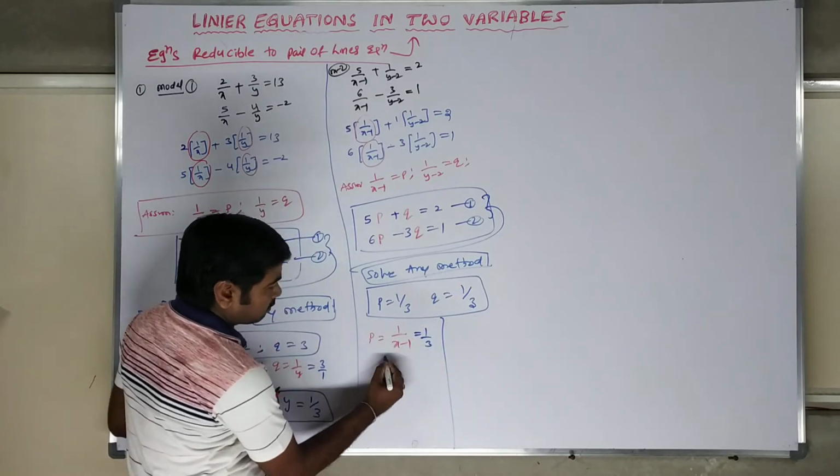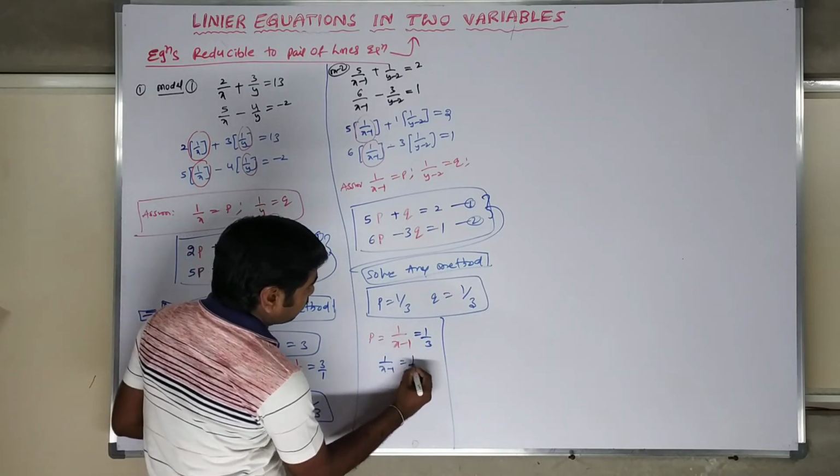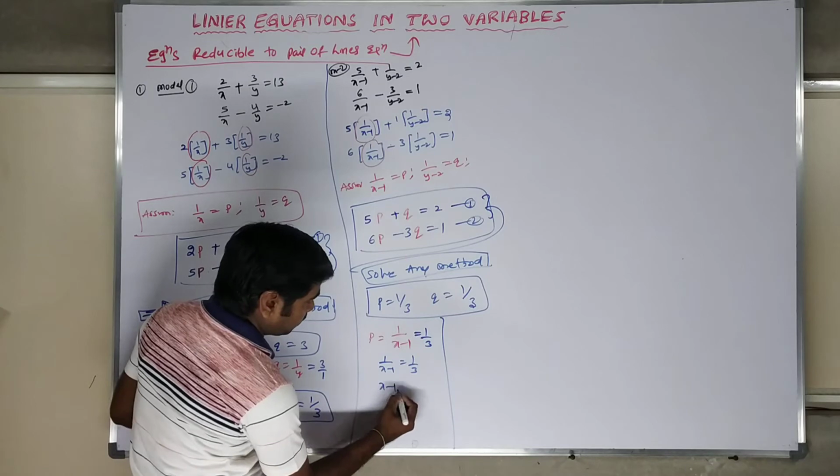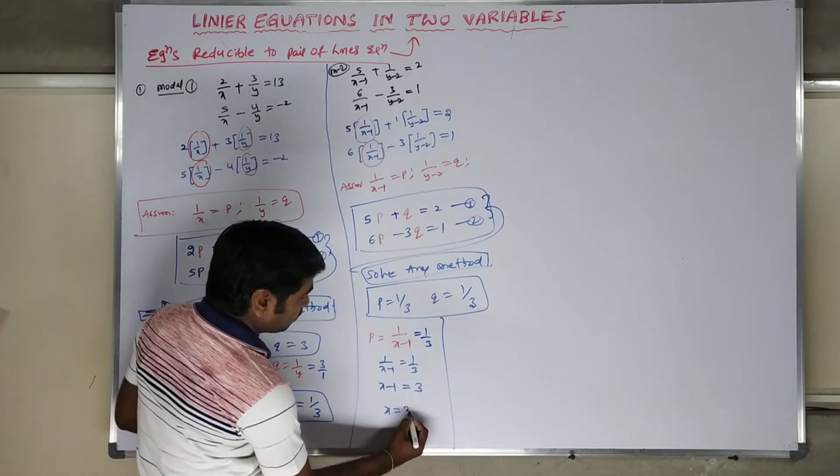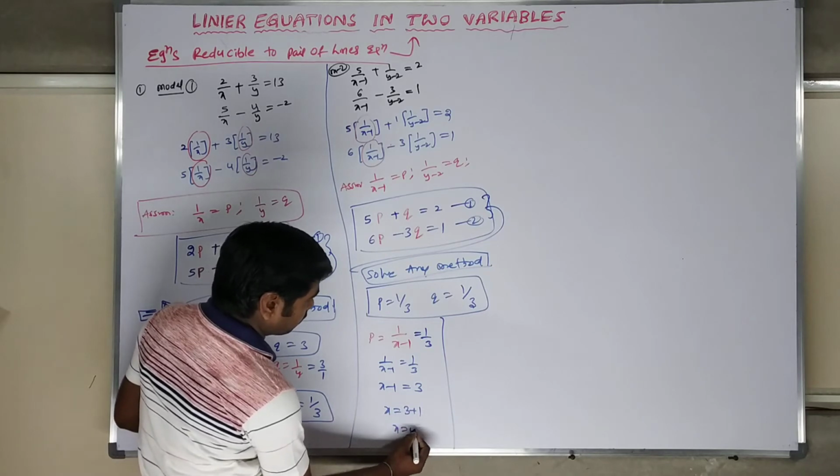So equate this: 1 by x minus 1 is equal to 1 by 3. Cross multiply. x minus 1 is equal to 3. So x is equal to 3 plus 1. I got x is equal to 4.